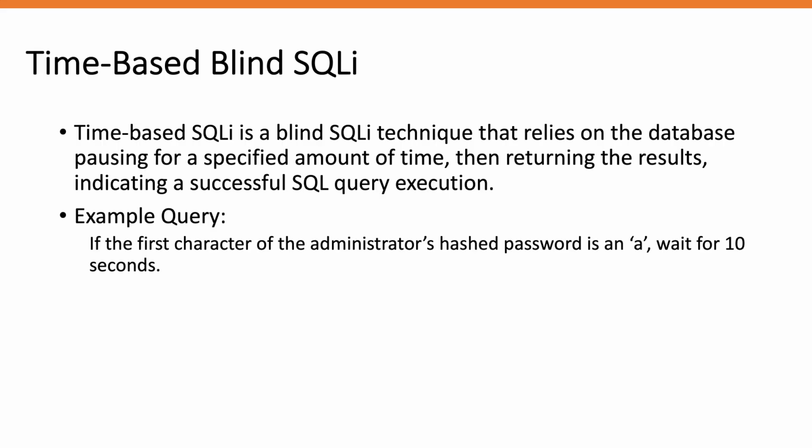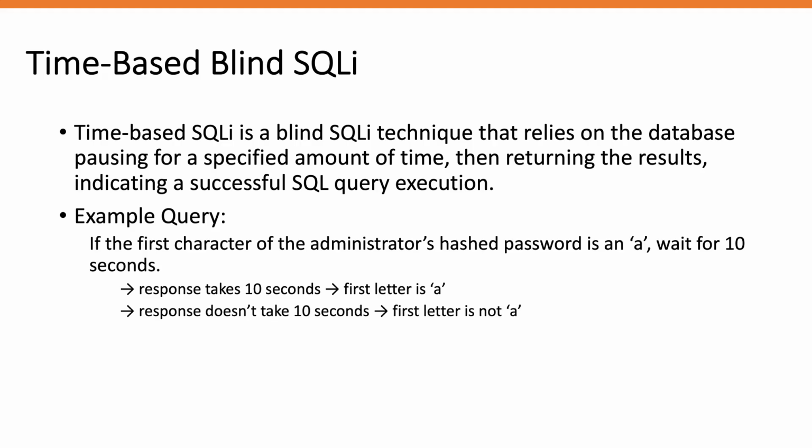The way you would extract information from the database is by asking the application true and false questions, except the condition over here is not a response in the application. The indication of whether it's true or false is going to be based on the response time of the application. So I'm going to say if the first character of the administrator's hashed password is an A, then wait for 10 seconds. And if the response time takes 10 seconds to respond to me, then the first letter is A. If it doesn't take 10 seconds, then the first letter is not A.